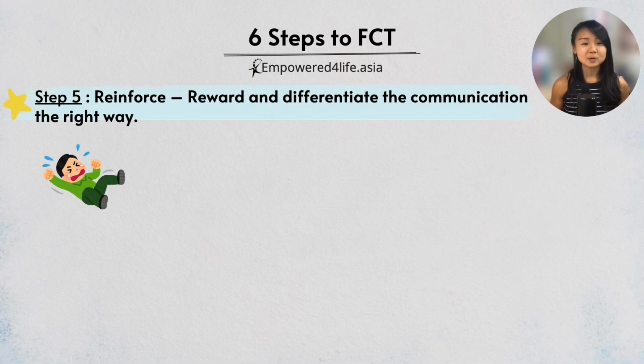Next, to differentiate the communication the right way. For example, when they request independently, then you give them a bigger reinforcement. But if they request with prompts, then a smaller reinforcement. Let's look at the illustration over here.